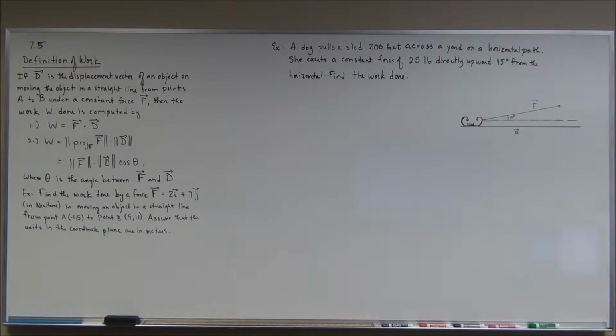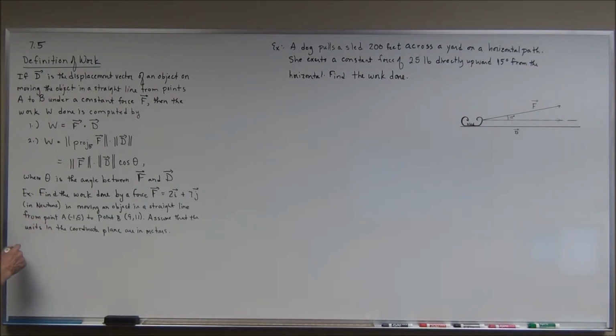It says, find the work done by a force, and this is the vector for the force, 2i plus 7j, which is in newtons, moving an object in a straight line from point A, which is at (-1, 5), to point B, which is at (9, 11). Let's assume that the units in the coordinate plane are meters, so we can have newton-meters here.